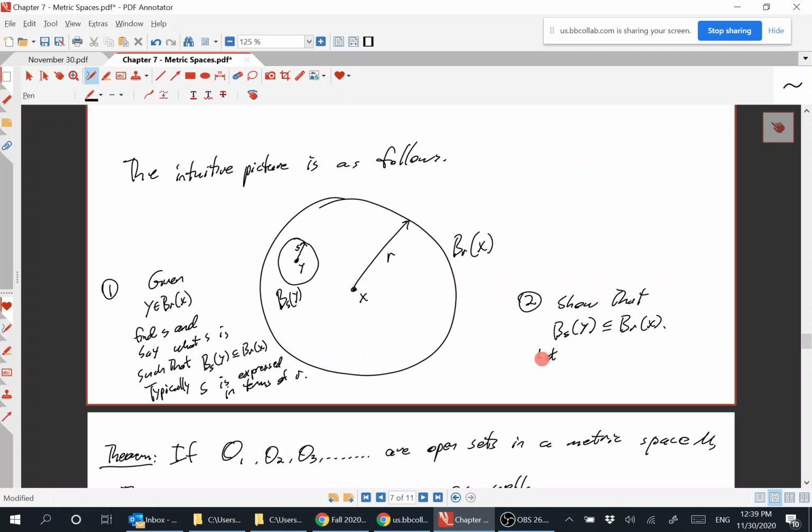So given an element in B_S(Y), take X in B_S(Y), right? Can you use X? I would assume no. It's already being used. You got to give it a new name, Z, or whatever. All right. Let Z be an element of B_S(Y). Go through the steps. Thus, Z is also an element of B_R(X). Z is an element of B_R(X). Done.